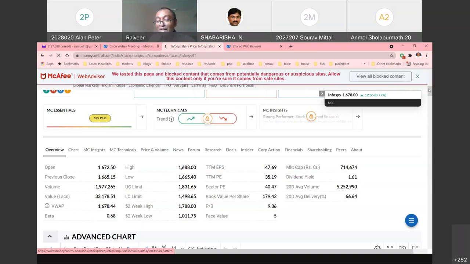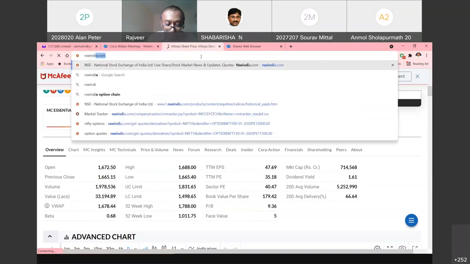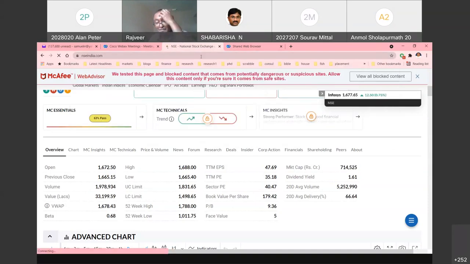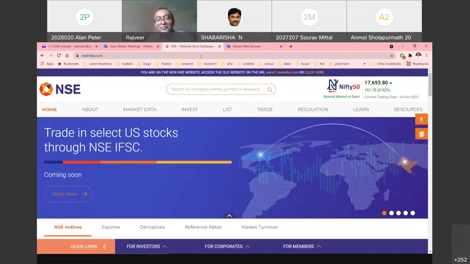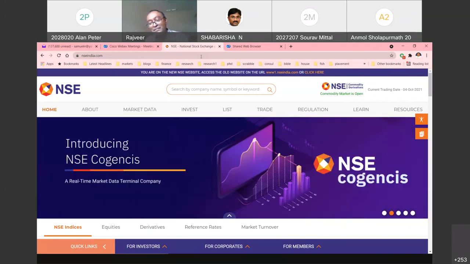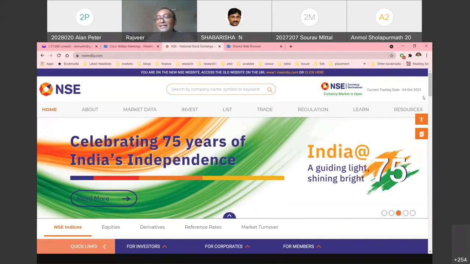And increasingly, NSE has become popular for one more thing. What is that, students? Anybody know? NSE is the world's largest what? Anyone, students? It's the world's largest derivative exchange. Has become. So what has caused them to become the world's largest derivative exchange? Any idea? So they introduced a lot of derivative contracts, not only on monthly expiry, but also weekly expiry.